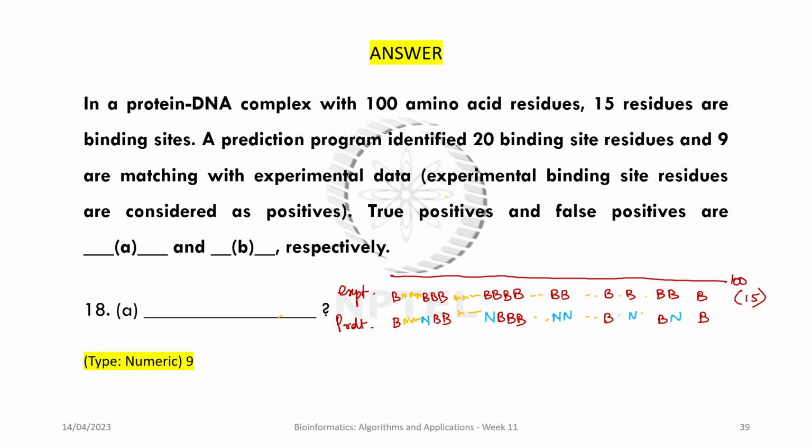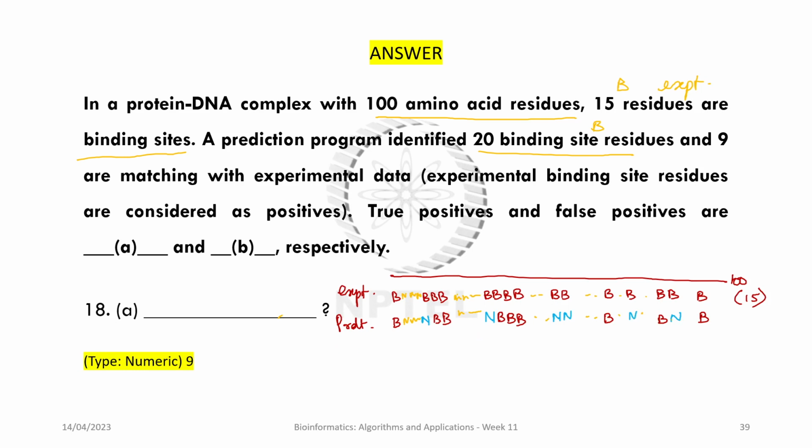So if you look at the question, in a protein DNA complex with 100 amino acid residues, 15 are binding sites. When you say 15 are binding sites, this is experimental, which matches with our map. And the second is a predicted program that identifies 20 binding sites, which are again Bs. And these 15 are also Bs. When you have 20 here, so when you count, you have 1, 2, 3, 4, 5, 6, 7, 8, 9, 10, 11, 12, 13, 14, 15.